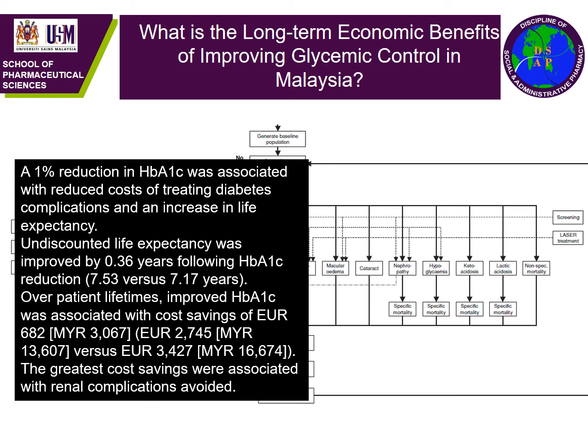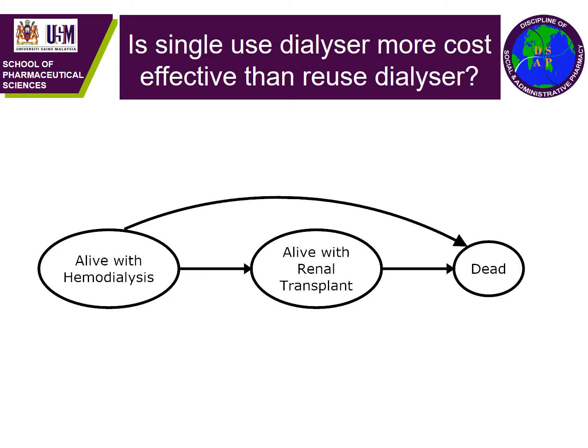In this study, it was found that a 1% reduction in HbA1c was associated with reduced cost of treating diabetes complications and an increase in life expectancy. So this is quite a lot. And actually, it is one of the important pieces of evidence out there to show the benefit of targeting HbA1c in treatment.